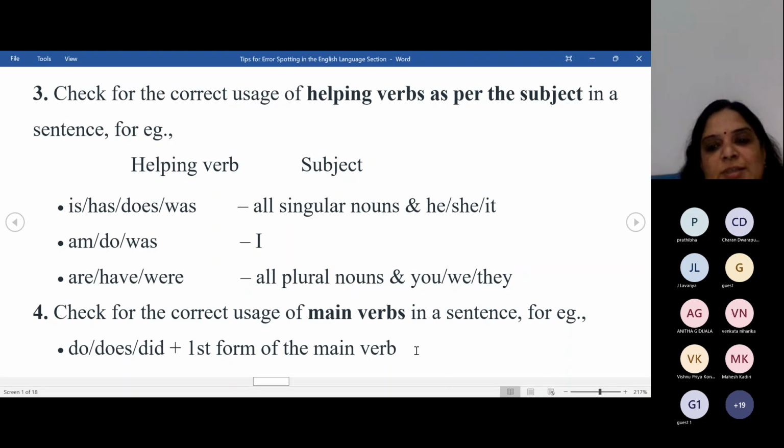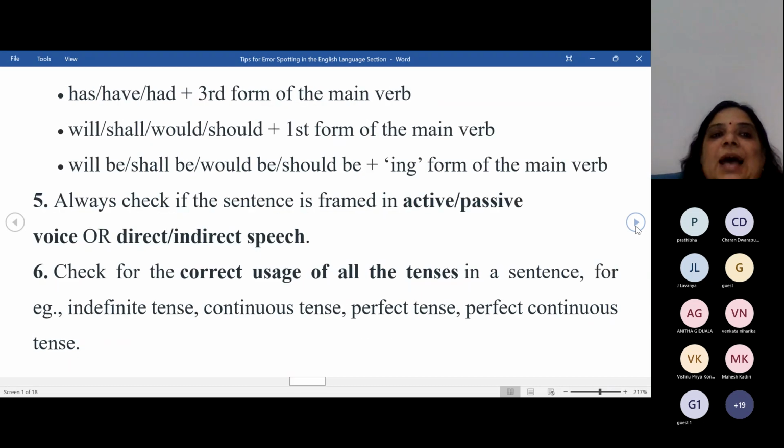And then main verbs in a sentence, check for the correct usage of the main verb in the sentence. Okay, do, does is the first form of the main verb. Has, have, had is the third form, right? Normally we use it in your perfect tenses and the passive voices, right? And with has, have, had, you use your third form. What is the third form? That is the past participle form.